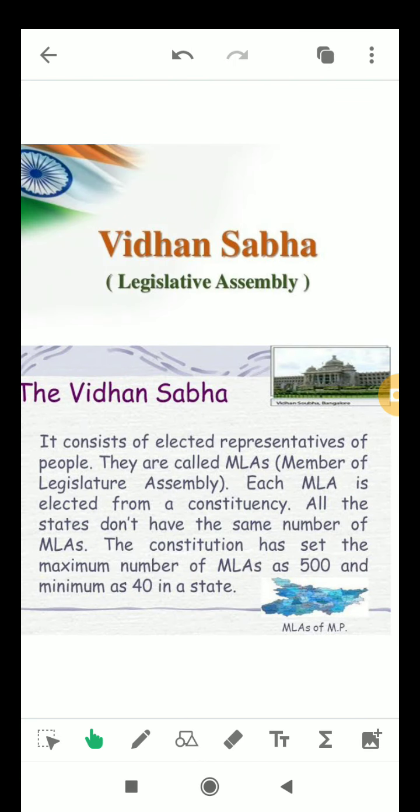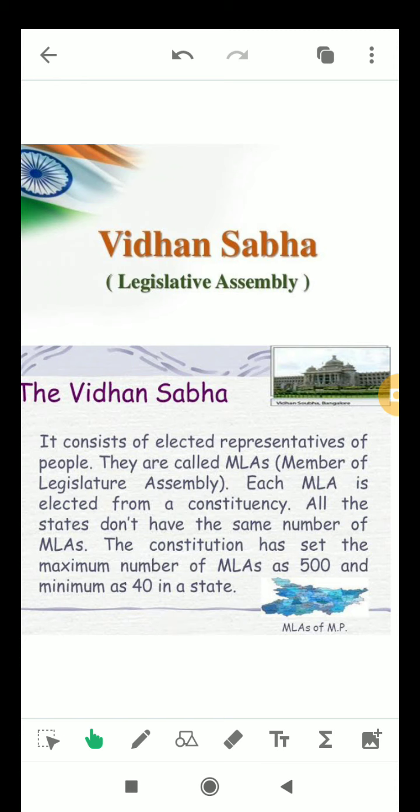So Vidhan Sabha, or legislative assembly, consists of elected representatives of people. They are called MLAs, members of legislative assembly, and each MLA is elected from a constituency. All the states don't have the same number of MLAs. The constitution has said the maximum number of MLAs is 500 and minimum is 40 in a state.